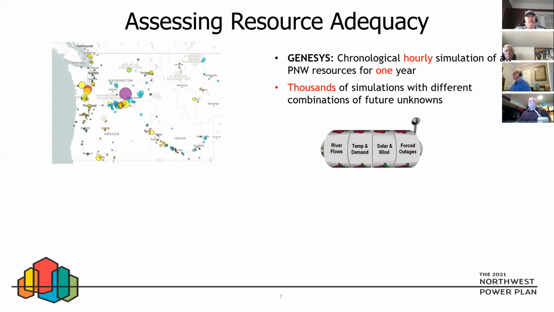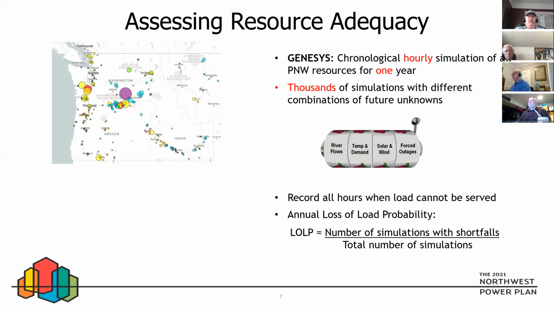And we basically pull the slot, and for every simulation, we get different combinations of river flows, temperatures, and demand, solar, wind, forced outages. The model will record all hours when load cannot be served. And as I mentioned before, the annual loss of load probability is simply the number of simulations with shortfalls divided by the total number of simulations.